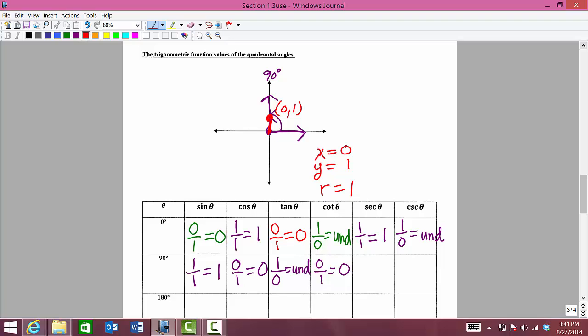For secant, that would be r divided by x. Remember, secant is the reciprocal of cosine. So what are we expecting our answer to be for cosine? If cosine is 0, we're expecting secant to be undefined. So let's see. That would be r divided by x, so that's 1 divided by 0, which is undefined. Cosecant is a reciprocal of sine. Sine is 1, so we're expecting cosecant to be 1. Cosecant is r divided by y, and r divided by y also gives us 1.